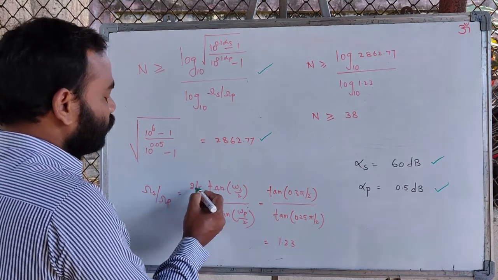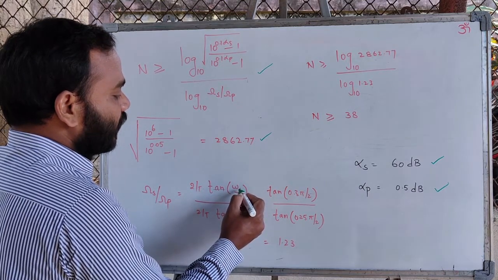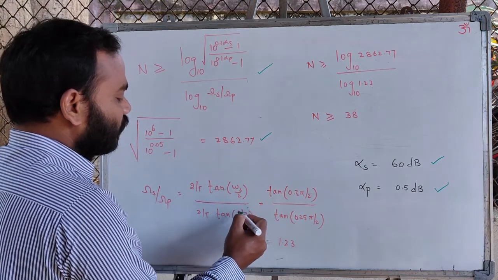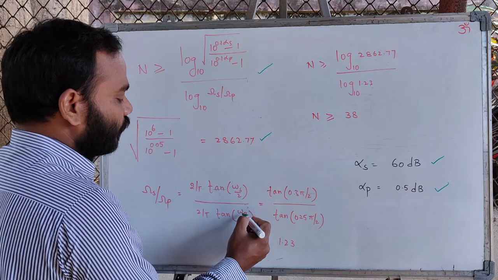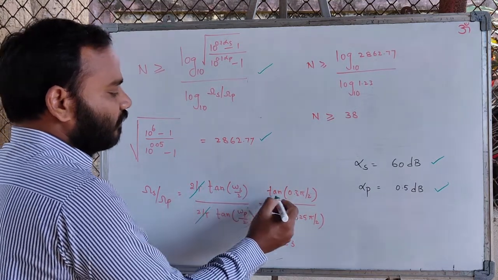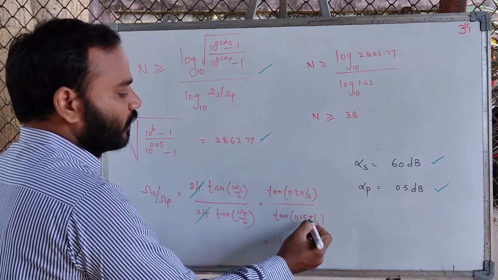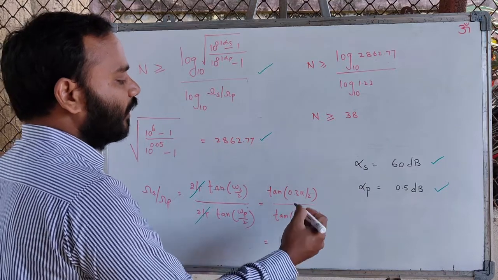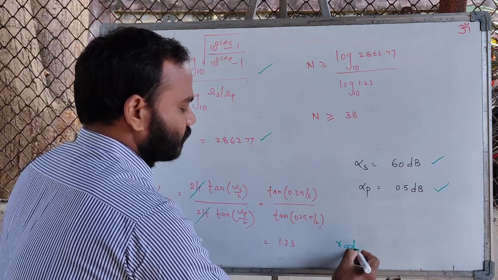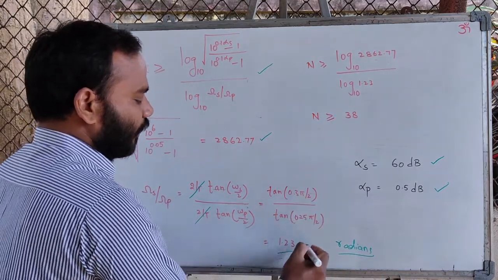Next, we need to find the ratio of stop band frequency to passband frequency. That is equal to 2 by T tan of stop band frequency in digital, 0.3 pi by 2, divided by 2 by T tan of passband frequency in digital, 0.25 pi by 2. So the 2 by T and 2 by T cancel, and we will have the value tan of 0.3 pi by 2 divided by tan of 0.25 pi by 2. When evaluating on the scientific calculator, use the mode radians. So the ratio is 1.23.